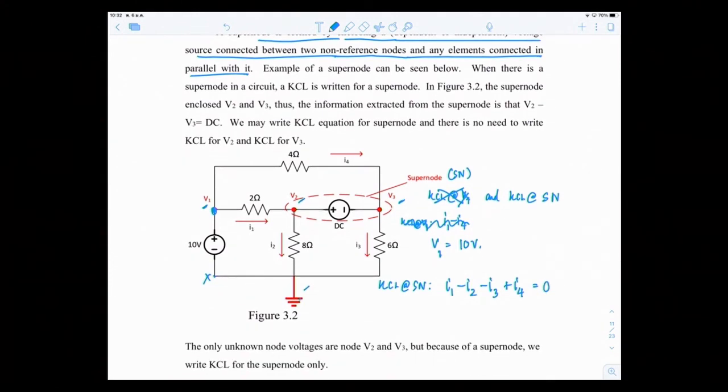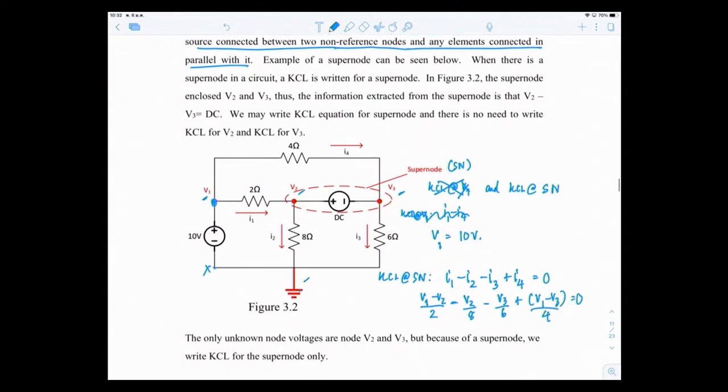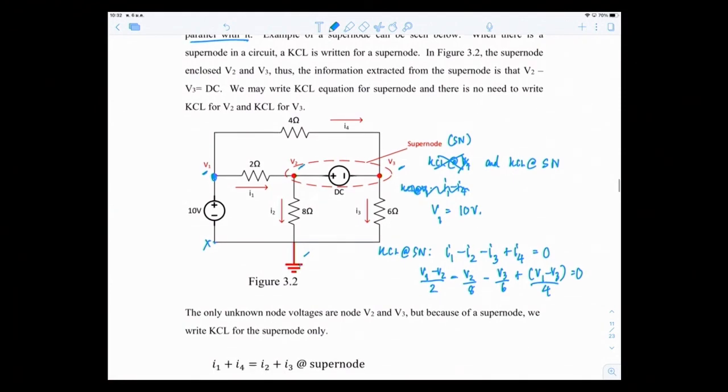So therefore, change to node voltage. I1 would be V1 minus V2 over 2, minus I2, which is V2 over 8, minus I3, which is V3 over 6, plus I4, which is V1 minus V3 over 4, equal to 0. But we know that V1 is equal to 10. So this becomes 10 minus V2 over 2, minus V2 over 8, minus V3 over 6, plus 10 minus V3 over 4, equal to 0.